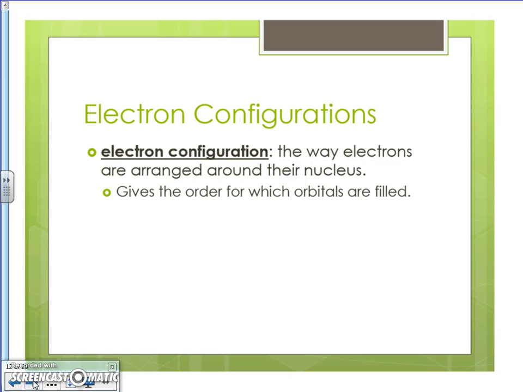Hopefully by this point you are thoroughly confused about why potassium and calcium did not follow that valence electron cheat that we used the other day. Well, we've been kind of lying to you a little bit, and we'll get into that in a second. So electron configurations are the way electrons are arranged around the nucleus. It gives us the actual order in which those are filled.